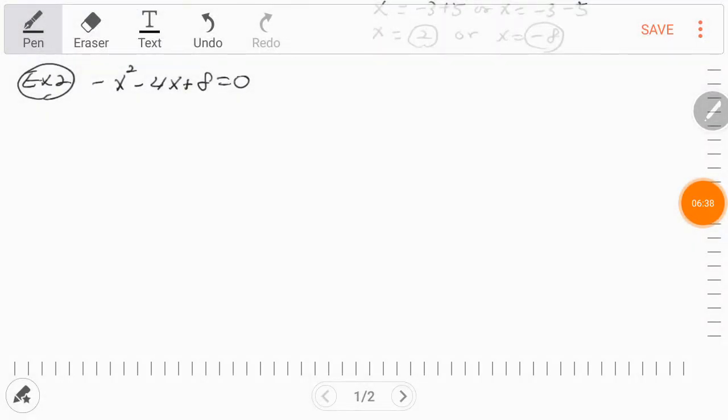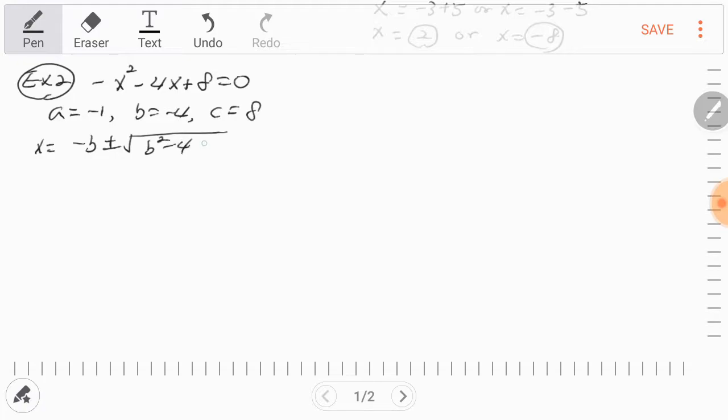Okay, in this example, let's use the quadratic formula since we are learning the quadratic formula. So what is the A value? A is negative 1, B is negative 4. How about C? C is 8. Then the quadratic formula is negative B plus or minus square root of B squared minus 4AC, over 2A.